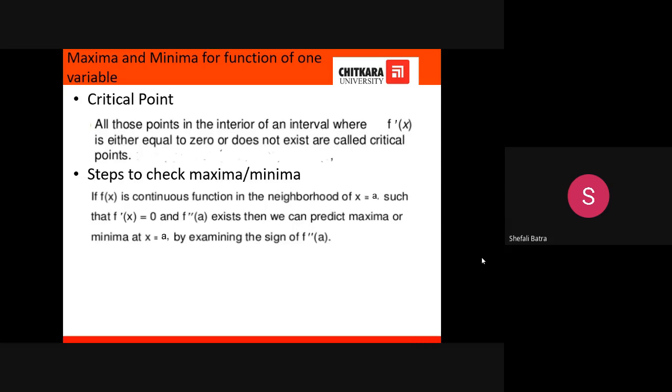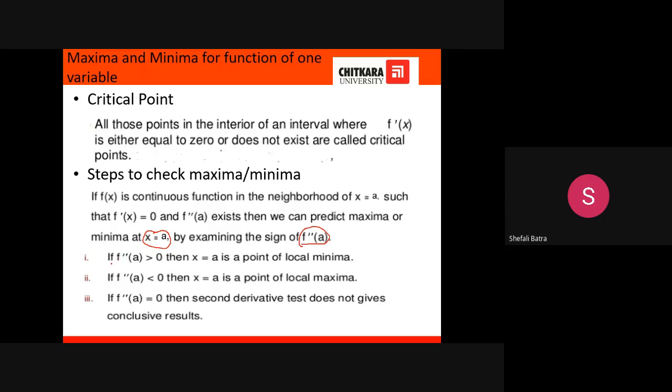If f(x) is a continuous function in the neighborhood of a point x is equal to a, such that f dash x is equal to 0. To find the critical point, you use this f dash x is equal to 0, right? And for finding whether the function is maxima or minima at the given point, we check the sign of the double derivative of the function at point a.